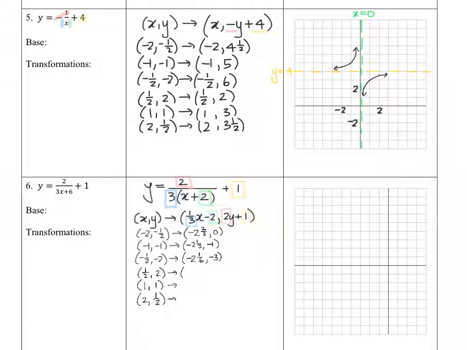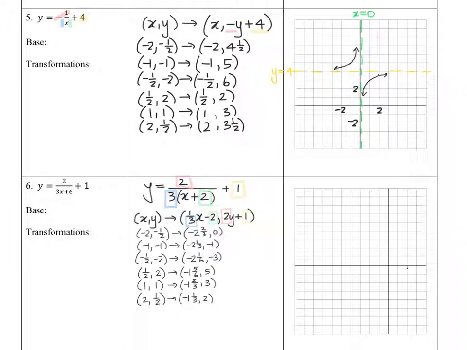Okay, so we have 1/6 minus 2, so that's going to be negative 1 and 5 over 6. 4 plus 1, 5. 1/3 minus 2, so that's negative 1 and 2/3. And 2 plus 1, 3. And then we have 2/3 minus 2, so that's negative 1 and 1/3. And then 1 plus 1, 2. Okay.